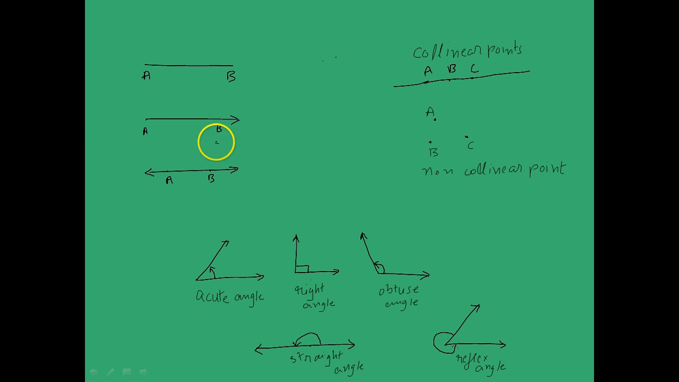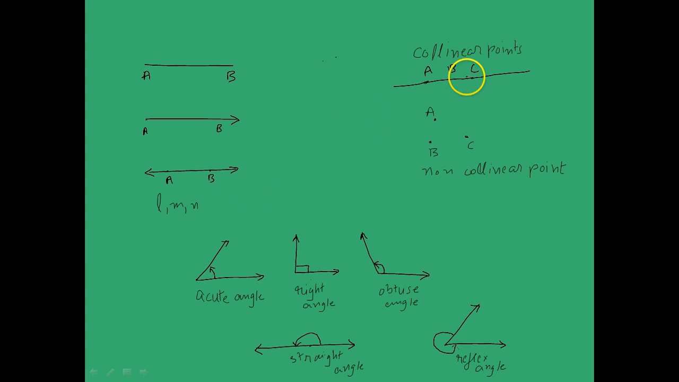This is a ray. A ray is a portion of a line with an endpoint. And this is a line itself. Keep in mind that lines may be represented by two capital letters, which are points on the line itself, or by a single small letter, say L, M, N, etc.